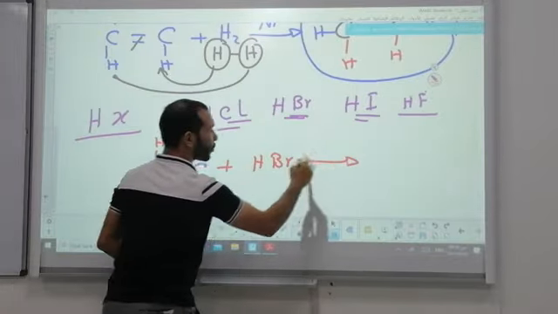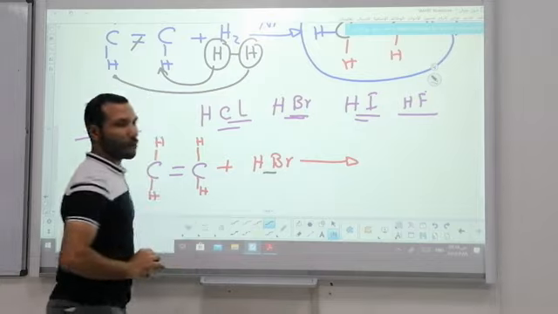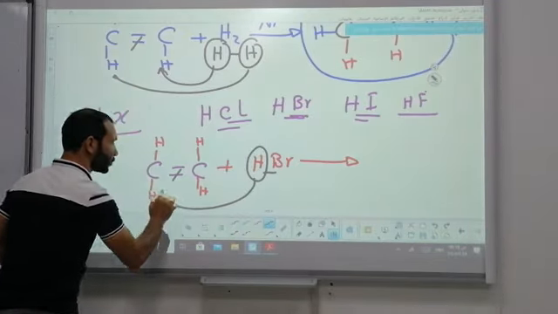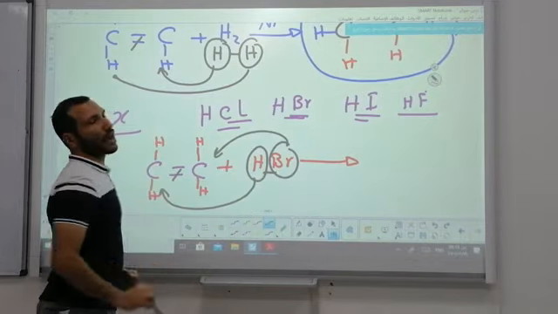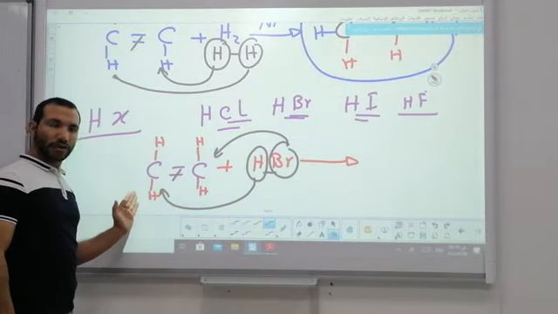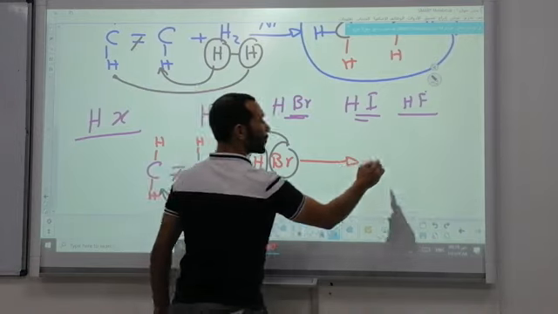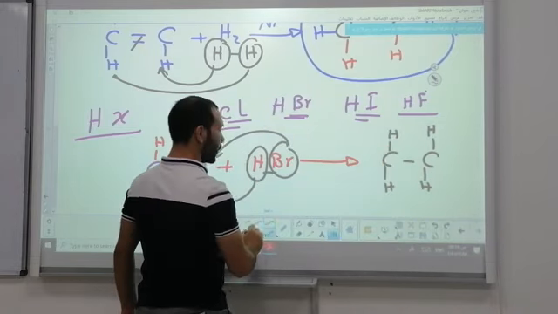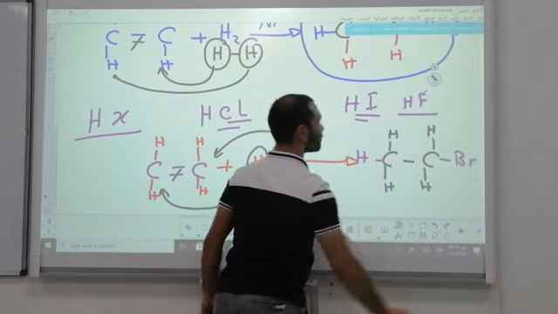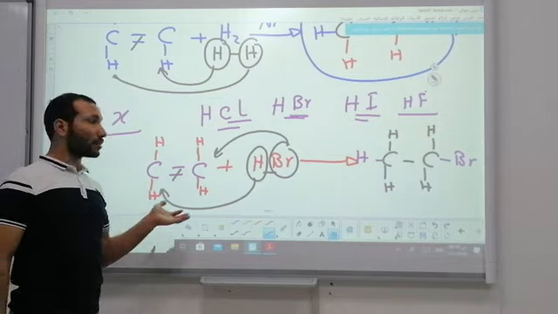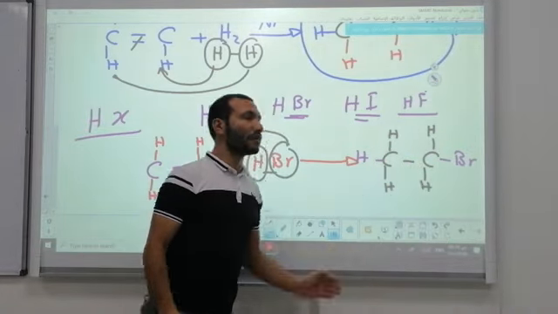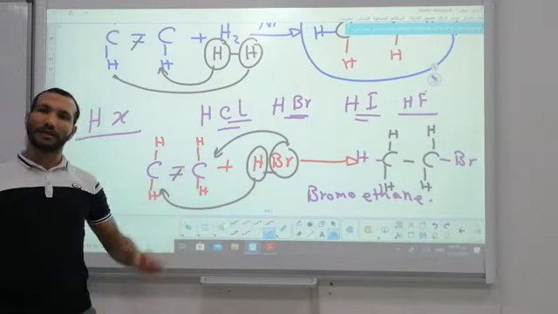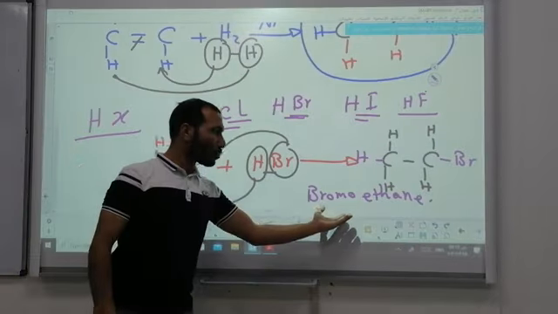We will break the bond in HBr, and at the same time break the bond between the carbons. So this hydrogen will be transferred to this side, and the Br will transfer to this side. One carbon will take the hydrogen, and the other carbon will take the bromine. So it will be C single bond C, with the old hydrogens, and now we add H from this side and Br from this side. This is ethene, or ethylene, as we started, and here is a halogen alkane, bromoethane.